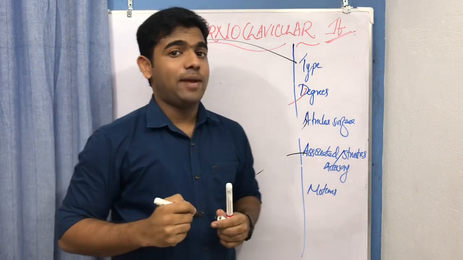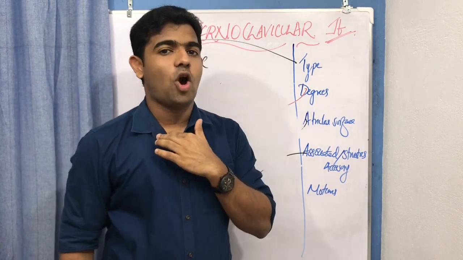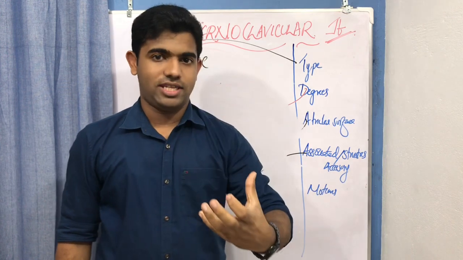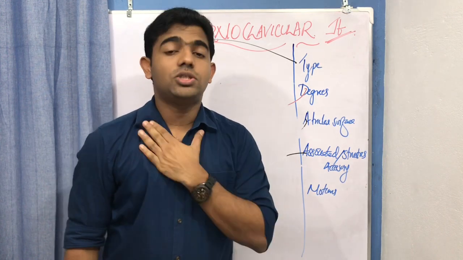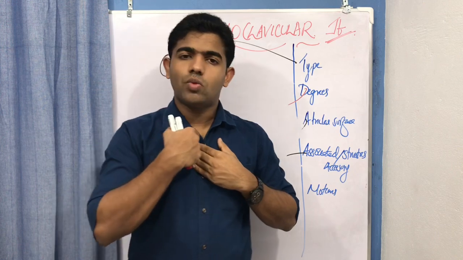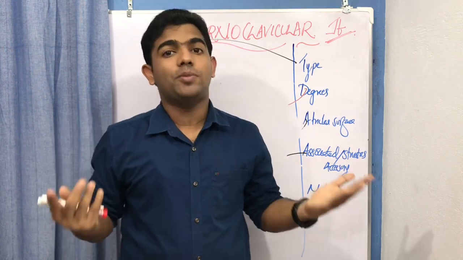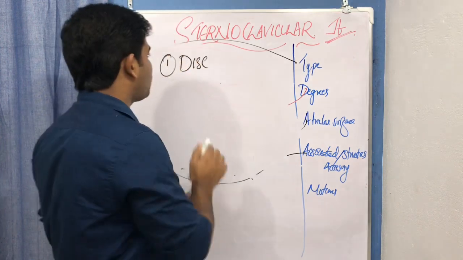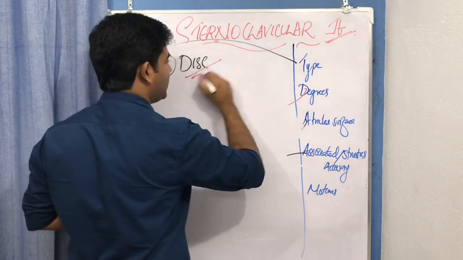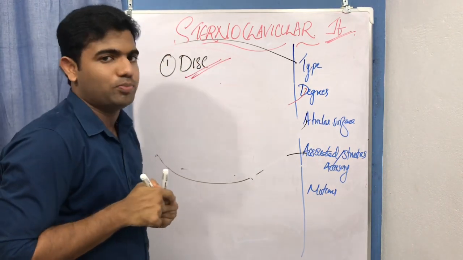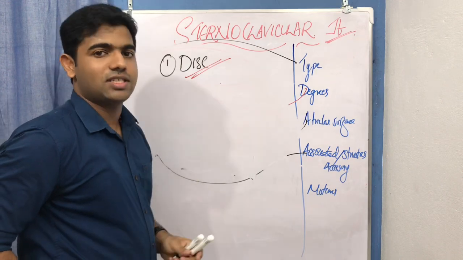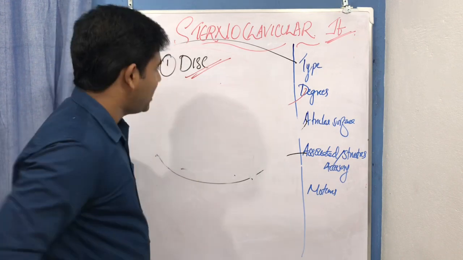Now we described that the sternoclavicular joint is incongruent. This incongruency puts the demand that this joint has to be stable, because this is one of the most important joints connecting the axial and appendicular skeleton, and that role is provided by your sternoclavicular disc. If you are a student, this is very important.